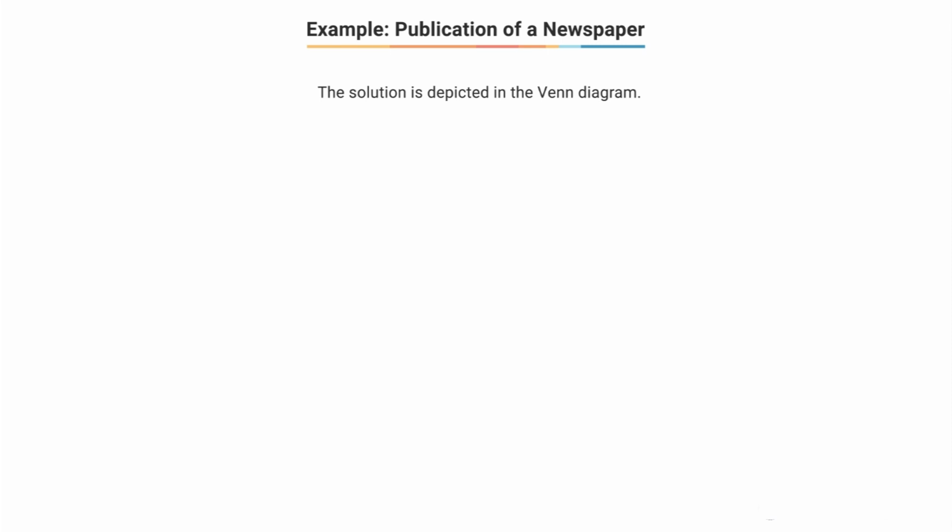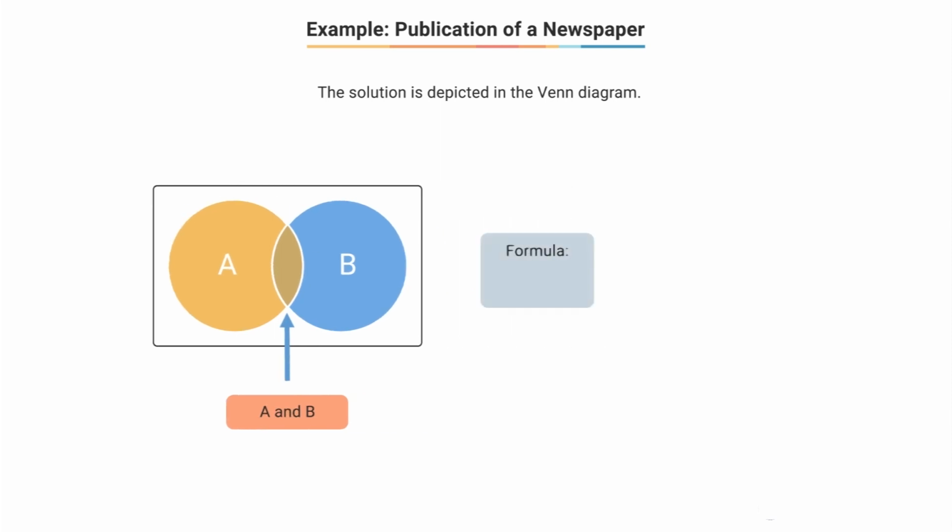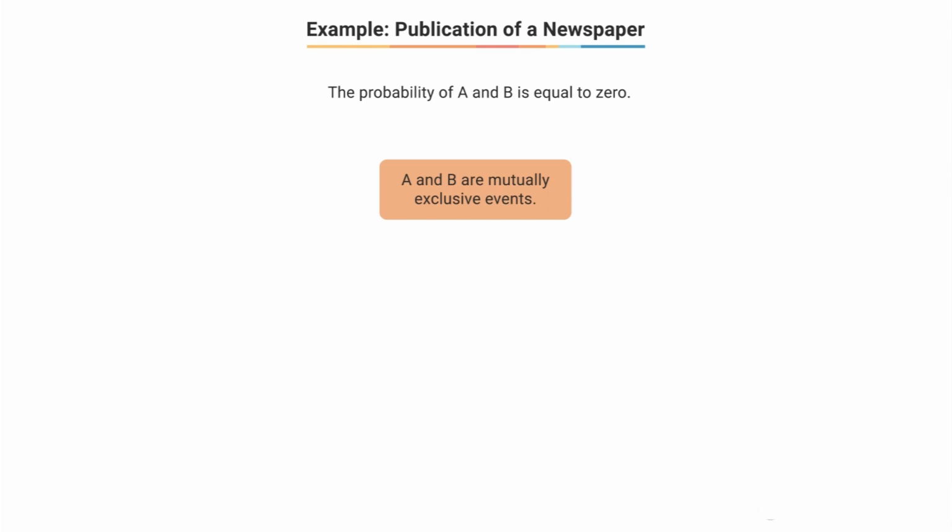You know that this can be easily represented as the Venn diagram shown here on the screen. Notice the formula: probability of A or B equals probability of A plus probability of B minus probability of A and B. If A and B are mutually exclusive events, then this probability of A and B is equal to 0.